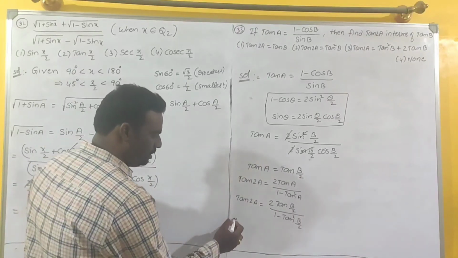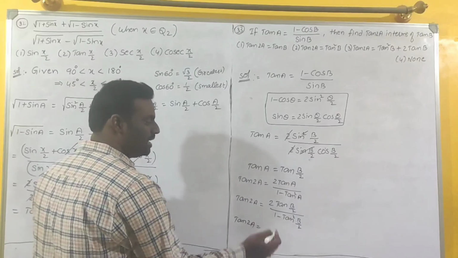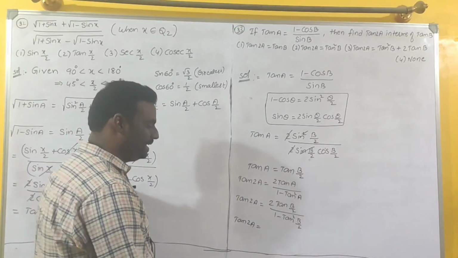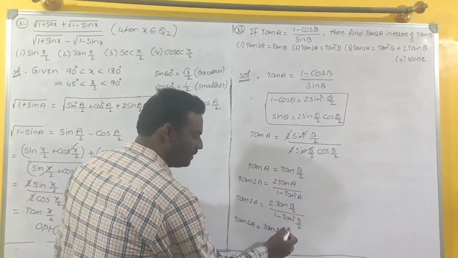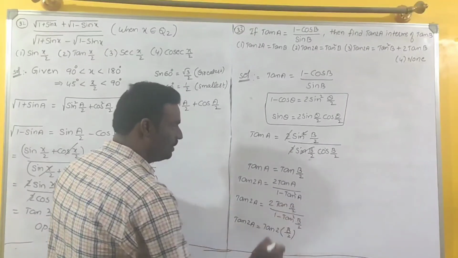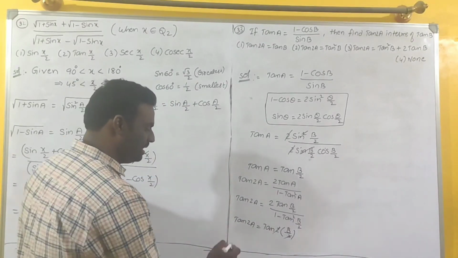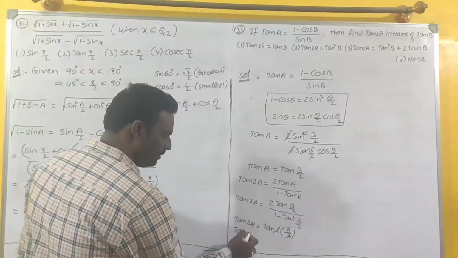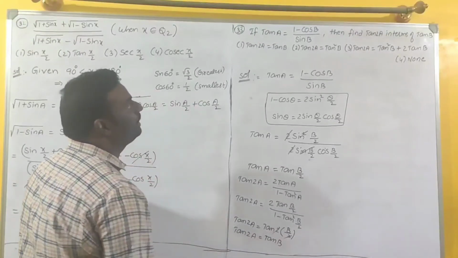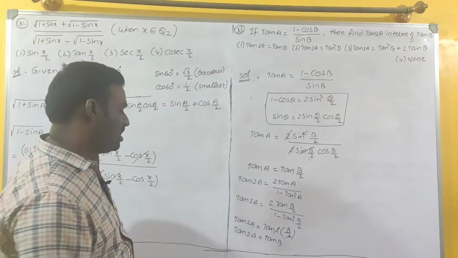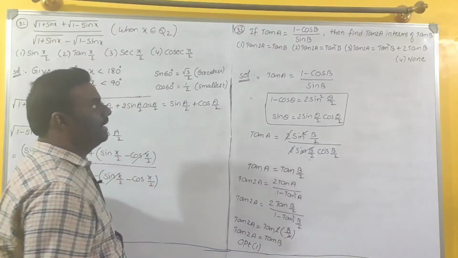Now, tan 2A equals to, this can be written as 2 tan theta by 1 minus tan square theta, which is tan of 2 theta. Theta means what? B by 2. Now here 2 gets cancelled. Now what is remaining? Tan 2A is equal to tan B. Tan 2A equals tan B means which option? Option 1 is the correct answer.